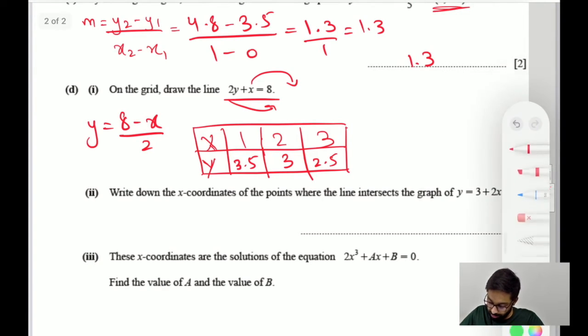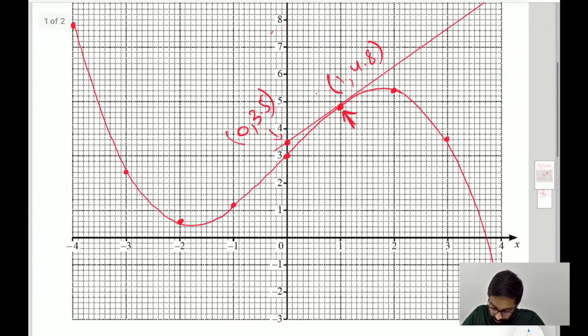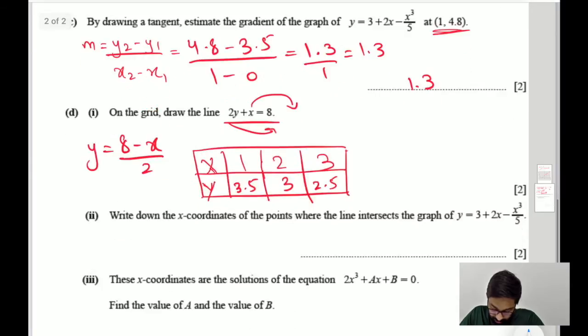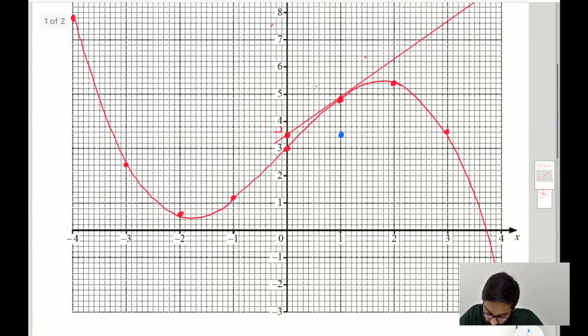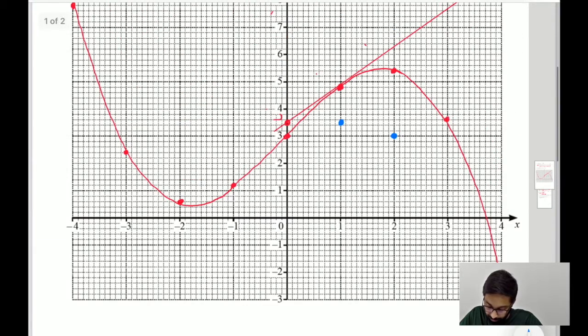Let's plot these points in blue. Let's do that. So 1 and 3.5, that's the first coordinate. 1 and 3.5, right there. Okay, I'll remove the excess points and coordinates so that it's easier for us. Okay, the next one is 2 and 3. So 2 and 3 is right there. The next one is 3 and 2.5. 3 and 2.5 is supposed to be there.